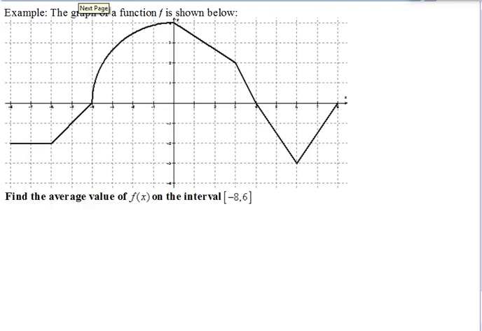All right, now let's take a look at where we have the graph of f instead of the equation for it. So the graph of f is shown below. Find, again, the average value of f of x on the interval -8 to 6. So this time that's our a and b values. So again, you start off with 1 over b minus a, in this case 6 minus -8, times the integral from -8 to 6 of whatever you're finding the average of, in this case the function f of x.